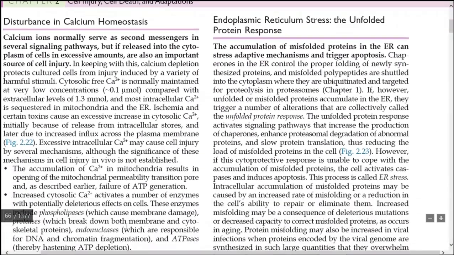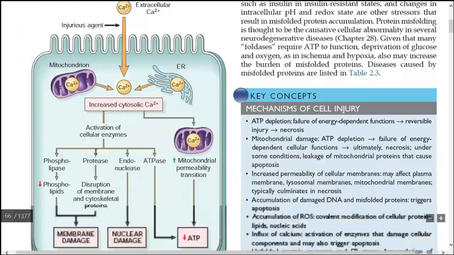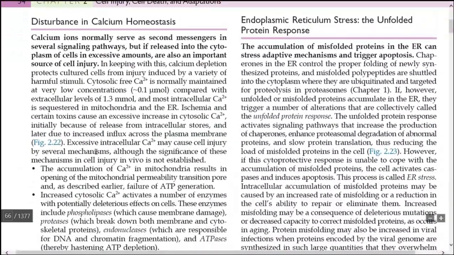Next, let us see about disturbance in calcium homeostasis. Calcium ions are second messengers in signaling pathways, but an excess amount of calcium in the cytoplasm is an important source of cell injury. Let us see how. Cytosolic free calcium is normally maintained at a very low concentration compared with extracellular levels, and most intracellular calcium is found in mitochondria and endoplasmic reticulum.